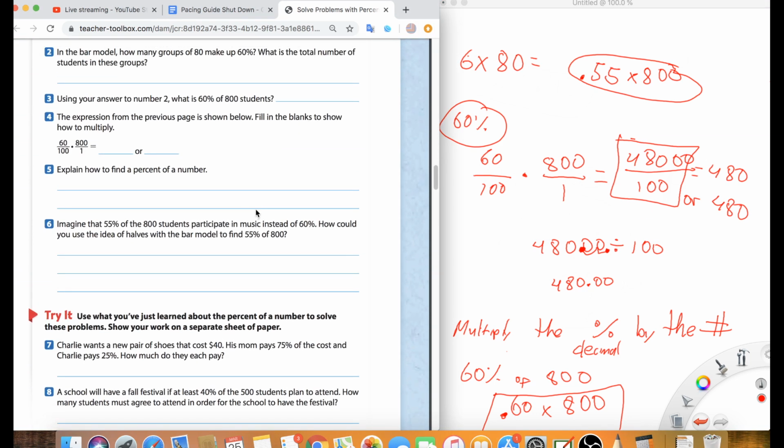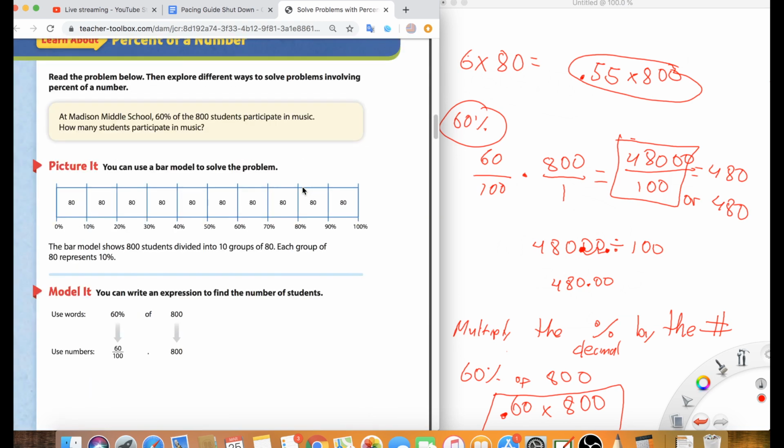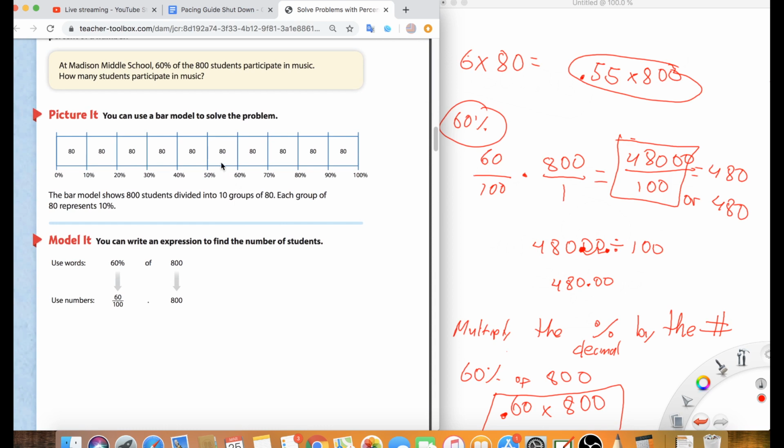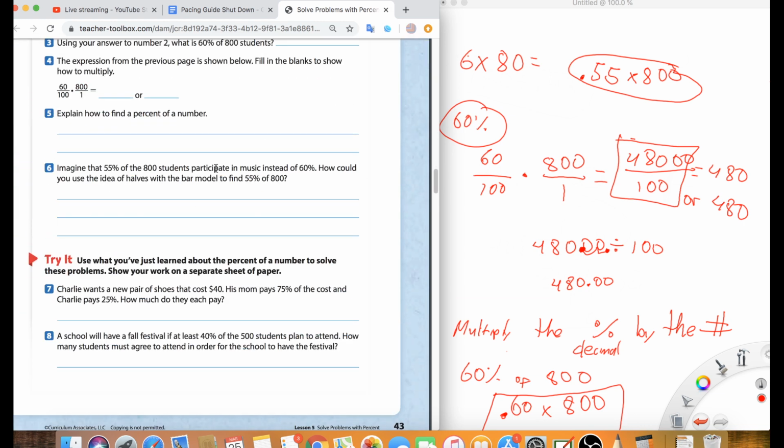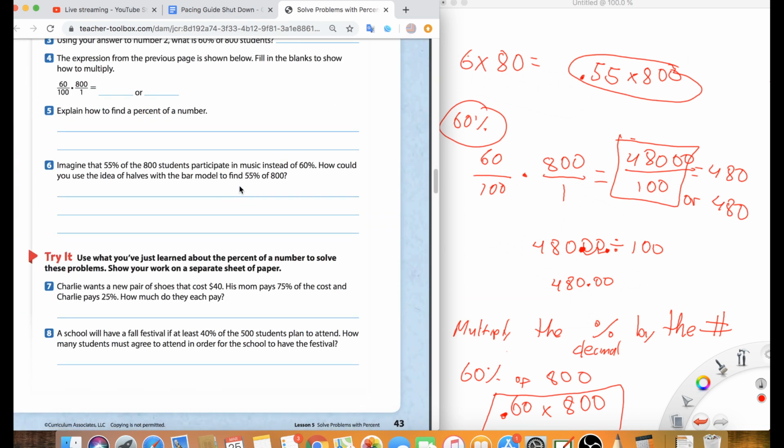You would have to count all of this up. But it's asking you, how would you find the answer using that bar model? So it's up to 55 right here. So let's count 8. 1, 2, 3, 4, 5. 8 times 5 is 40, so this is 400 so far. Plus 40 more is 440. So we would say that 440 students would be participating in music in this imaginary scenario.